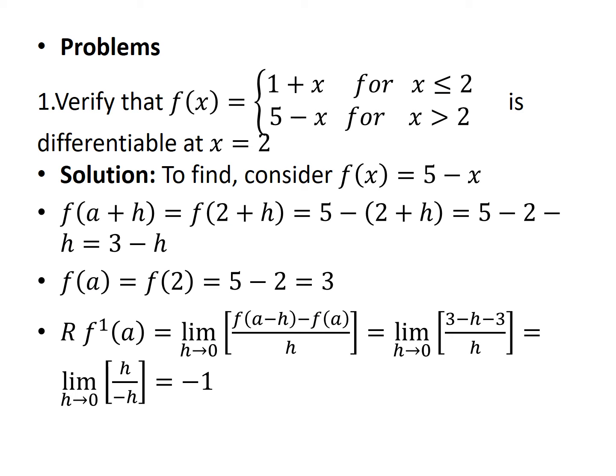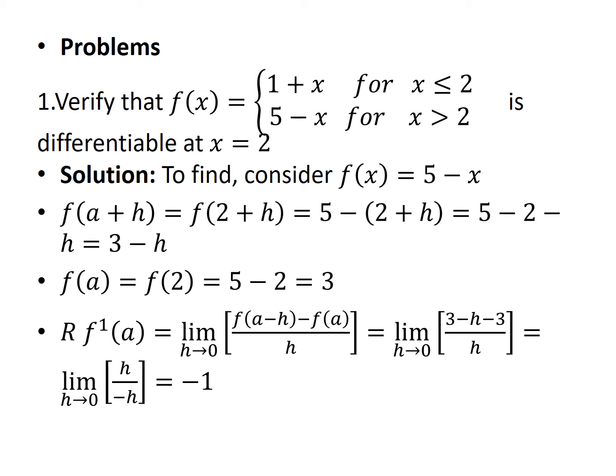Now we shall see the problem. Verify that f of x is equal to 1 plus x for x less than or equal to 2 and 5 minus x for x greater than 2 is differentiable at x is equal to 2. So we have to verify that the given function is differentiable at x is equal to 2. Differentiable means we have to prove that both the right hand and left hand derivatives are equal.